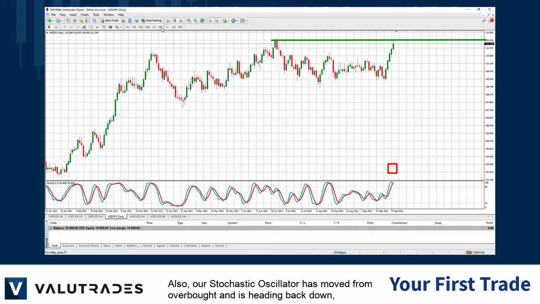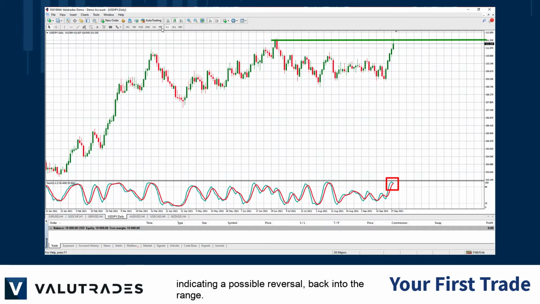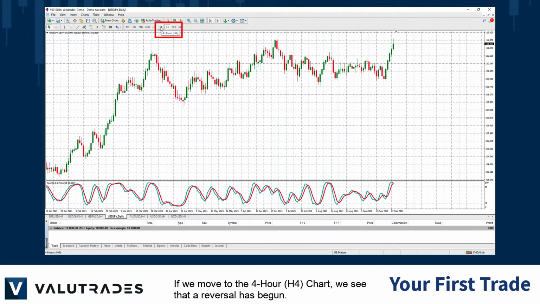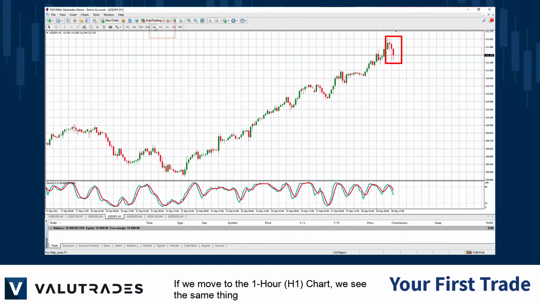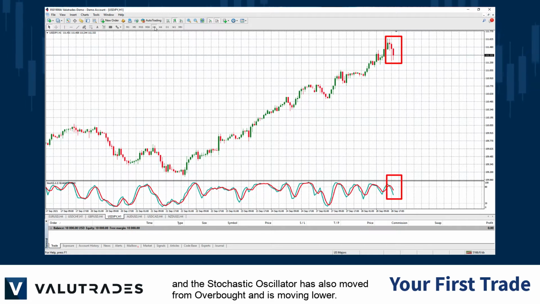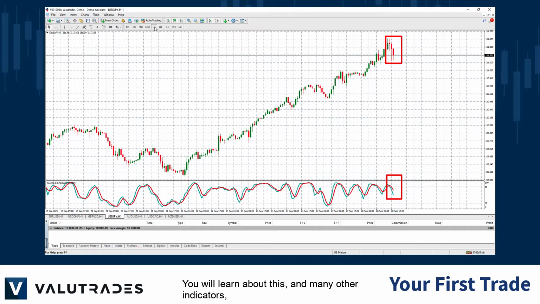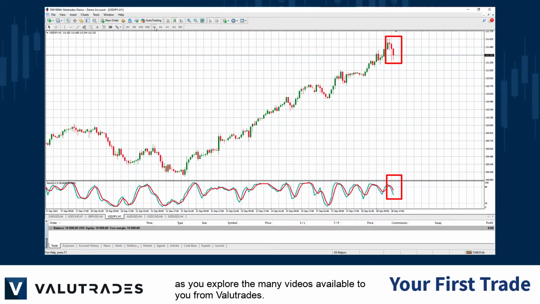Also, our Stochastic Oscillator has moved from overbought and is heading back down, indicating a possible reversal back into the range. If we move to the 4-hour H4 chart, we see that the reversal has begun. If we move to the 1-hour H1 chart, we see the same thing, and the Stochastic Oscillator has also moved from overbought and is moving lower. You will learn about this and many other indicators as you explore the many videos available to you from Valutrades.